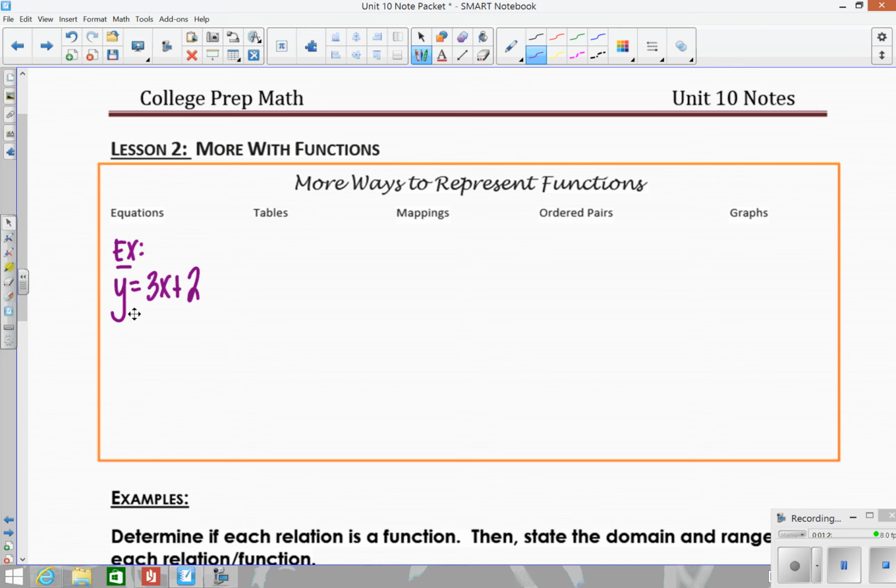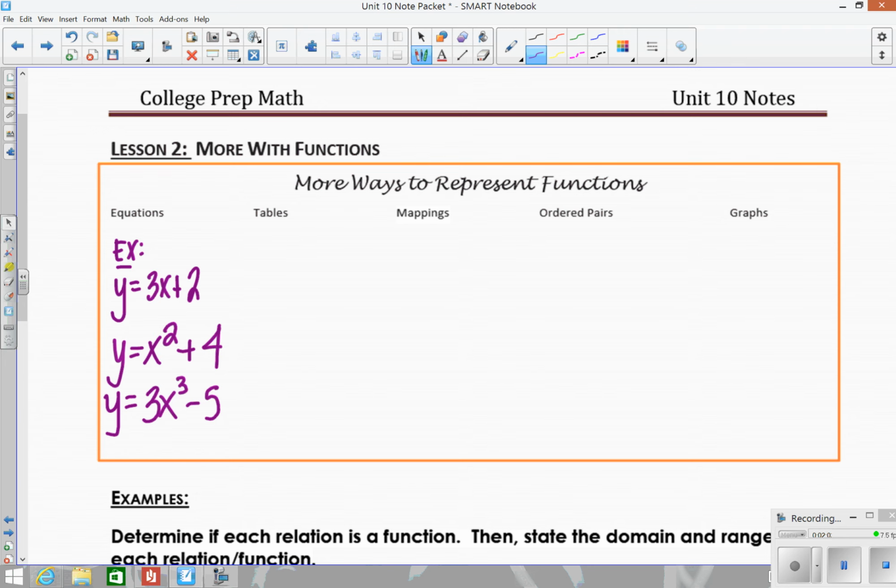For right now, you just need to know that you can represent functions using equations as long as each input that you put in only has one output. Another example would be something like y equals x squared plus 4. Or y equals 3x to the third minus 5. These are just different examples that would be functions, and basically the equation is like the rule. It's telling me what to do to my input to get my output.